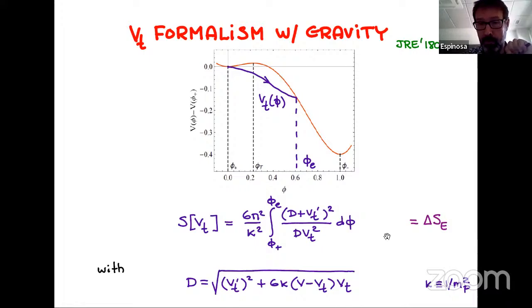One noticeable difference between this way of doing things is that here you don't need to deal with two functions. In the Euclidean case, you have to find the bounce and the metric function. Here it is just the tunneling potential that you have to find. Okay.